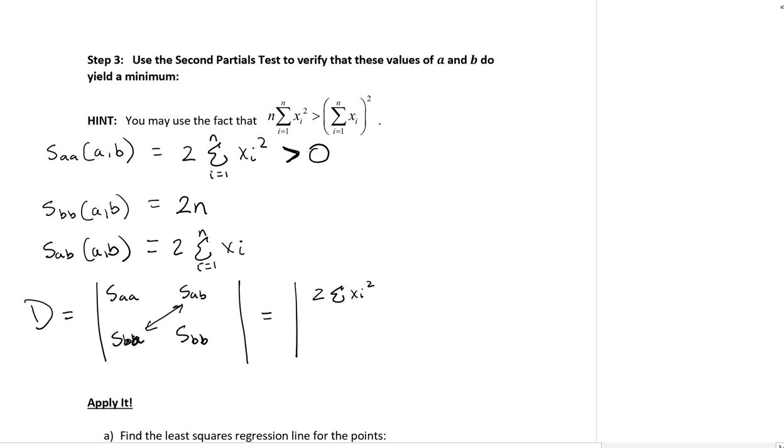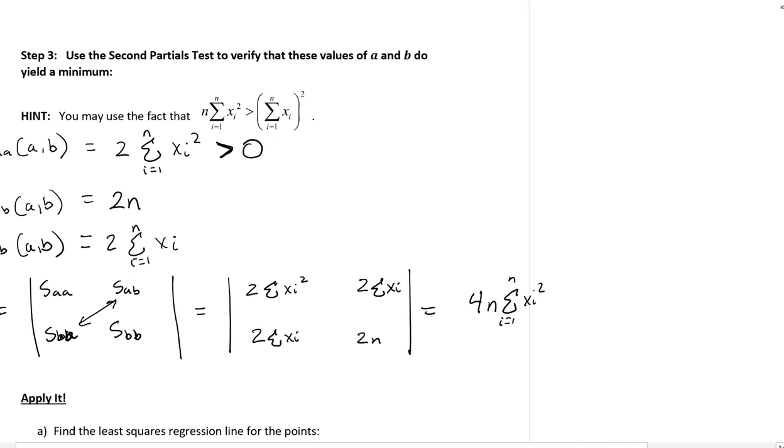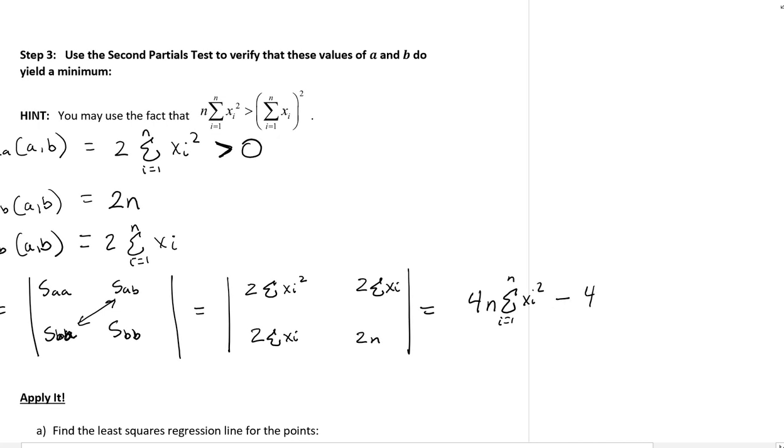The square of the x values, 2 the sum of the x values, 2 the sum of the x values, and then 2n. So we get our function 4n times the sum from 1 to n of the x-coordinate squared minus 4 times the sum of the x values quantity squared.